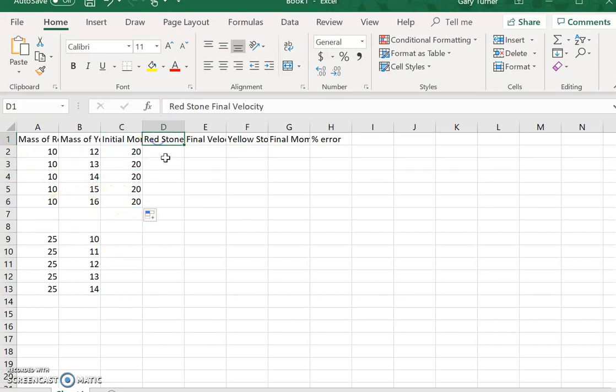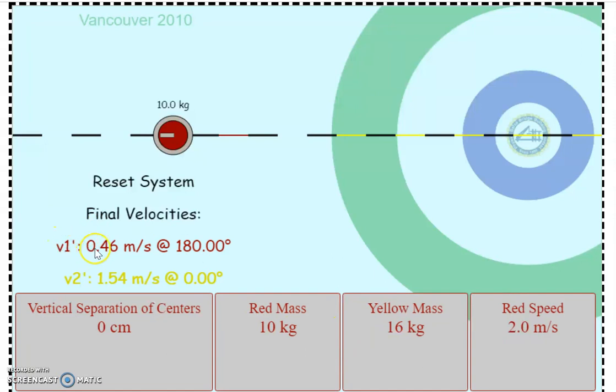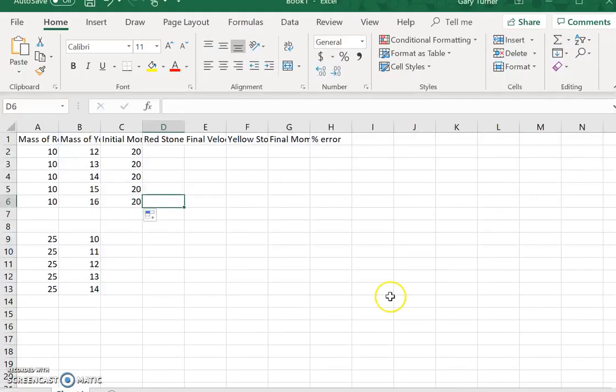And the category for the red stone final velocity, I'm going to come back into the simulation. The red stone had a final velocity of 0.46, but this at 180 degrees means that it was in the opposite direction of its initial motion, which means that I have to give it a negative sign. So I'm going to give this a negative 0.46.